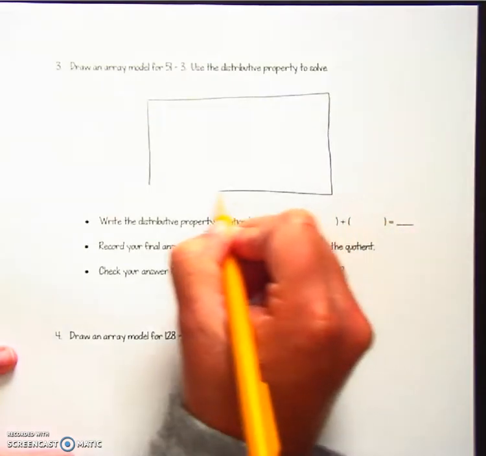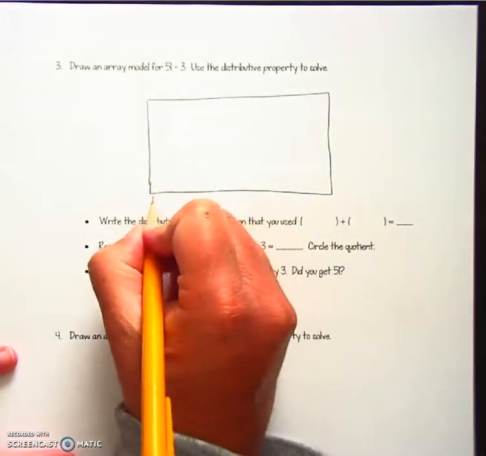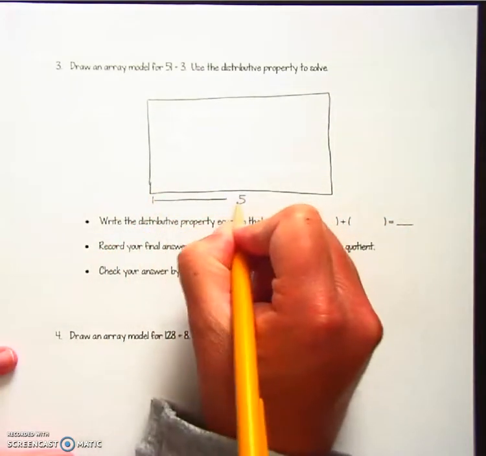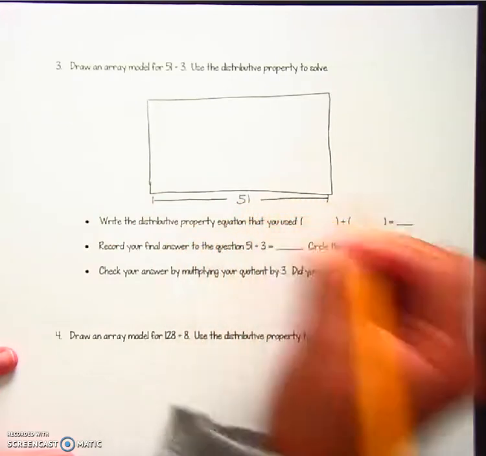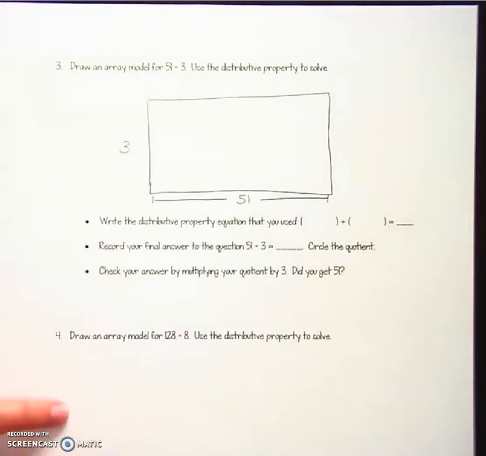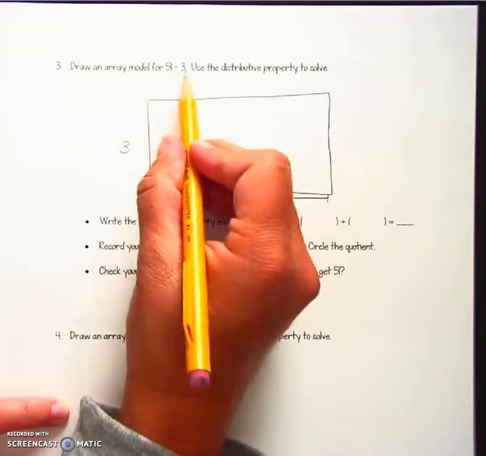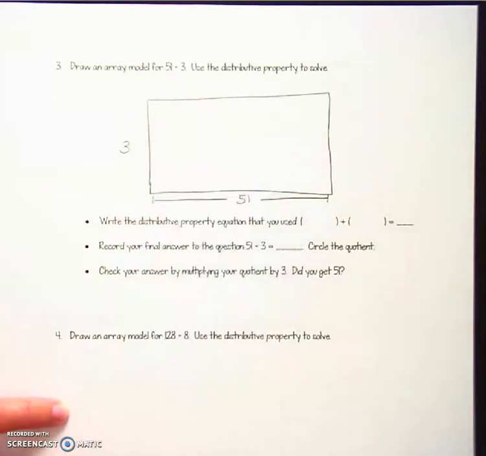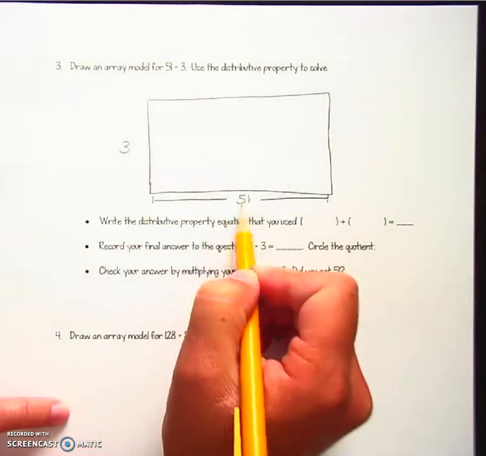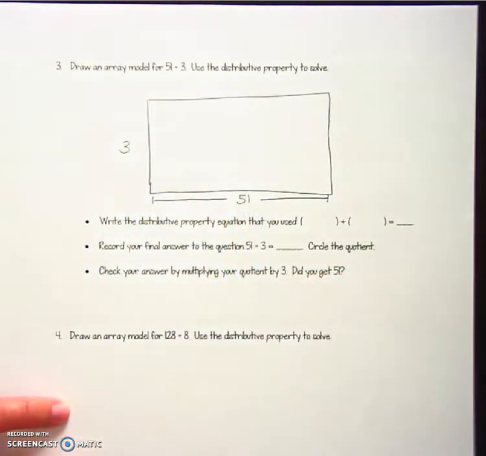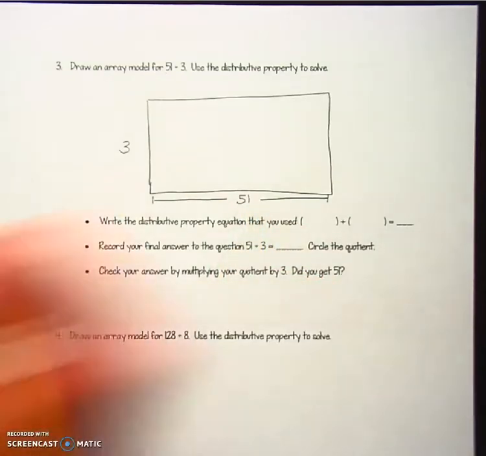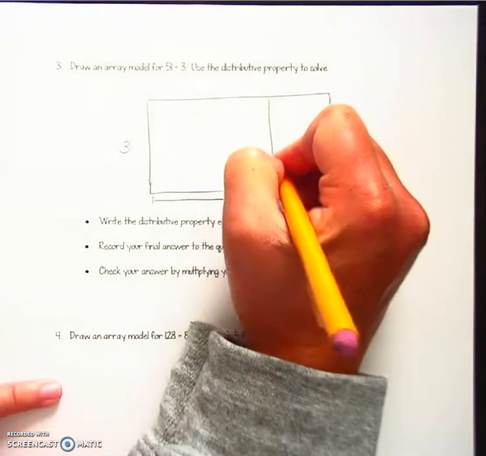I know my array is made up of 51 total pieces, and I know those 51 pieces are split into 3 rows. I get those two values right here from my problem. So now I need to use that 3 to help me break apart the 51. I'm going to think, what is a multiple of 3 that's less than 51? I'm going to use 30.